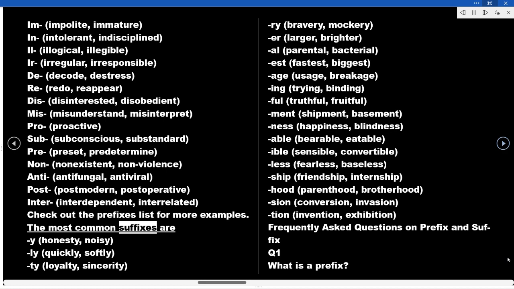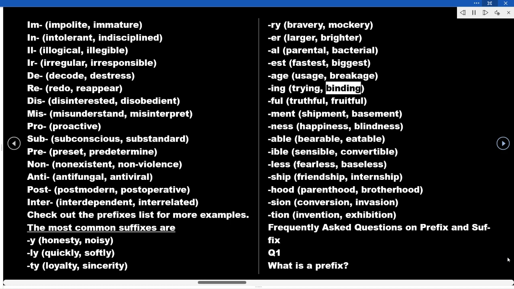The most common suffixes are y: honesty, noisy. Ly: quickly, softly. Ty: loyalty, sincerity. Ry: bravery, mockery. Er: larger, brighter. Al: parental, bacterial. Est: fastest, biggest. Age: usage, breakage.